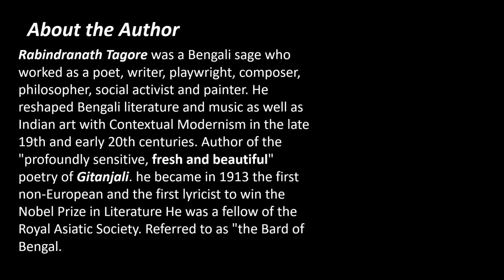About the author. Before writing this essay, you must write about the author. Put a heading and write down. Note down the text in the paper. Rabindranath Tagore was a Bengali sage who worked as a poet, writer, playwright, composer, philosopher, social activist, and painter. See, he's multifaceted. He's a Bengali writer. He was a poet, a writer, playwright, music composer, and he was also a philosopher. So these are all the qualities of this writer.